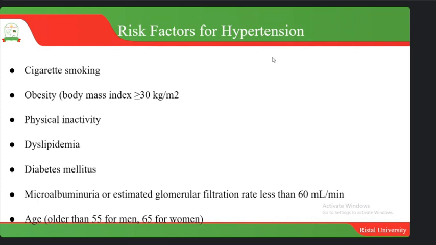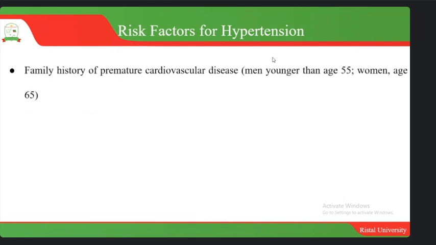Then microalbuminuria, or estimated glomerular filtration rate less than 60 mL per minute, and that one can be due to kidney conditions. Then the age, older than 55 for men and 65 for women. So in the case of men, when a man reaches about 55 years, he is prone to have hypertension. But for ladies, there is a difference of around 10 years. If a woman reaches about 65, then she has a risk of developing hypertension.